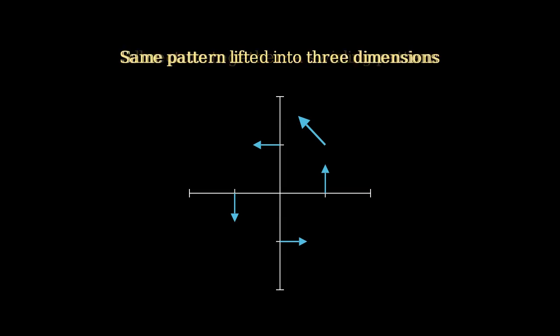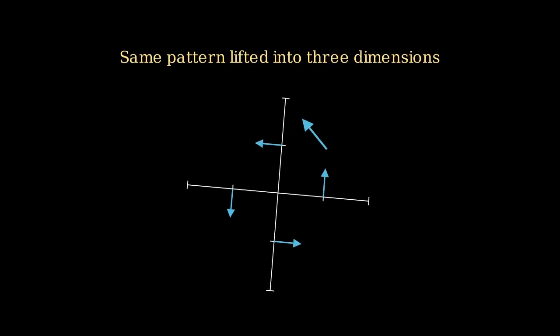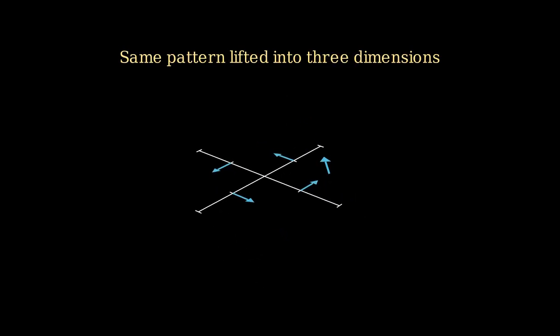Let's also look at this same pattern in a three-dimensional view. Here, we raise each arrow's height according to its magnitude, that is, how long the vector is. Watch as the flat two-dimensional picture lifts up into this three-dimensional surface, taller where the vectors are longer and closer to the ground near the origin.